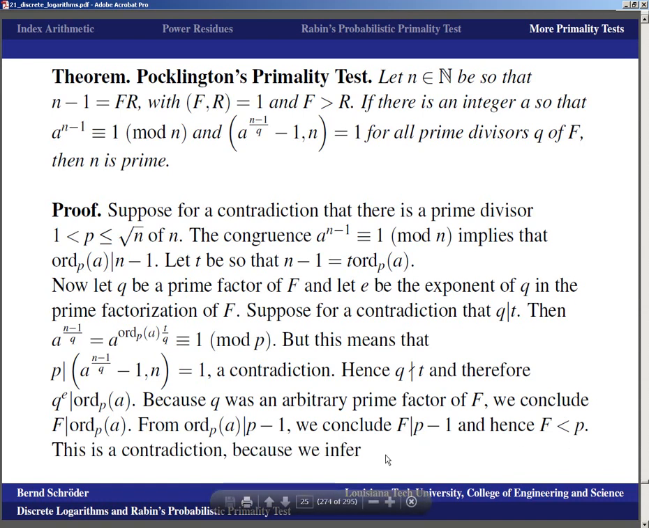And now we've got a contradiction, because we would get that n is strictly smaller than f squared, because remember that n has two factors and f is the larger of the two. f squared is smaller than p squared, and p squared is less than or equal to n because p was less than or equal to root n. And so that is the proof of Pocklington's primality test. So it's the kind of thing where I would think historically people realized, hey, if I know something about the factors of n-1, I can maybe make a dent and get a primality test out of that.